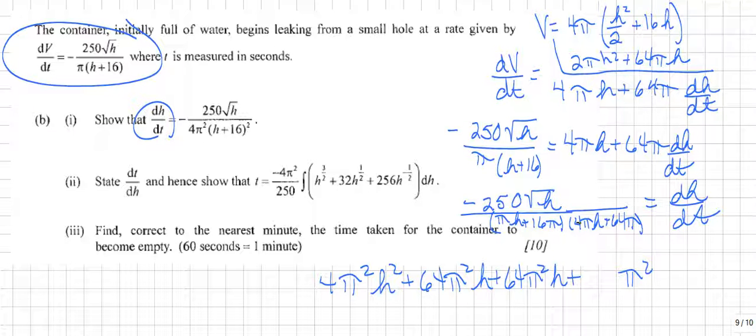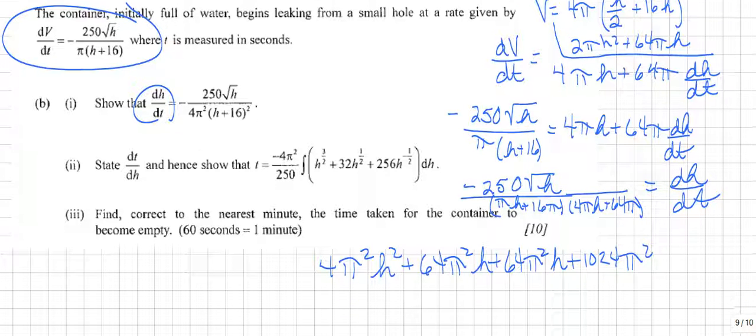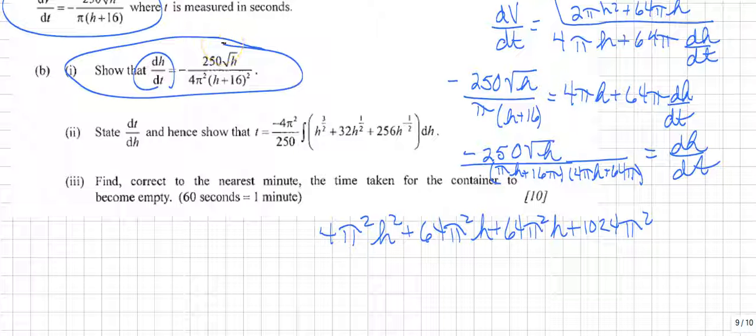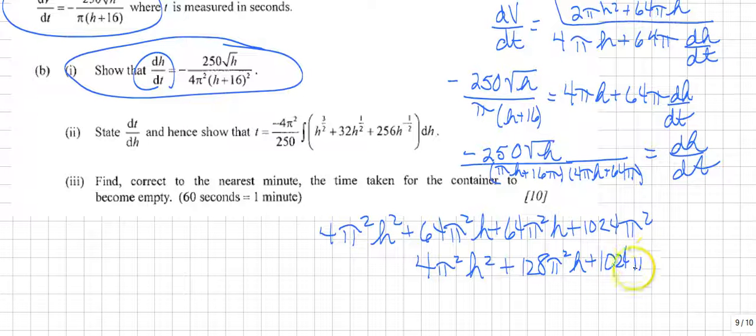Let's see, 16 times 64, I gotta grab my calculator here. 1024. Okay, so what I just wrote out is the denominator. Let me scroll up and get a little more room here. Yeah, clean up that denominator because I'm trying to get it to look like what they're telling us to show. What can I do here? Let me combine those terms together. 4 pi squared h squared plus 128 pi squared h plus 1024 pi squared.